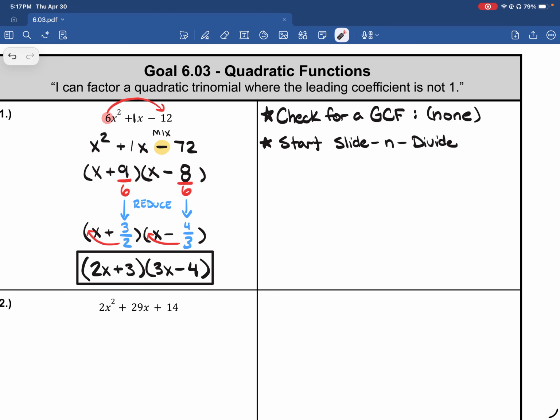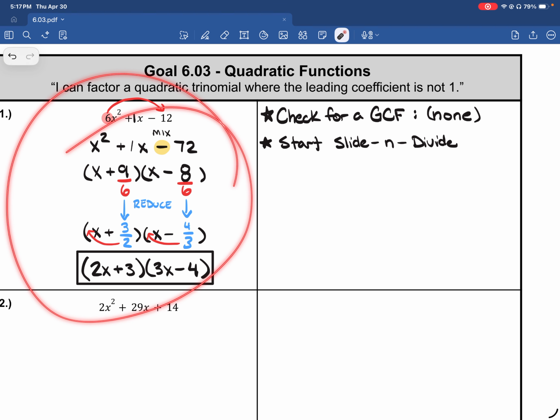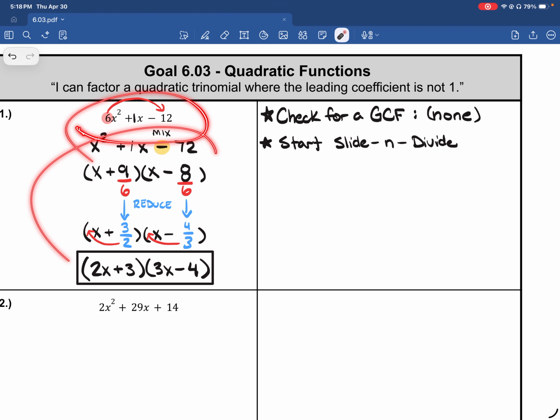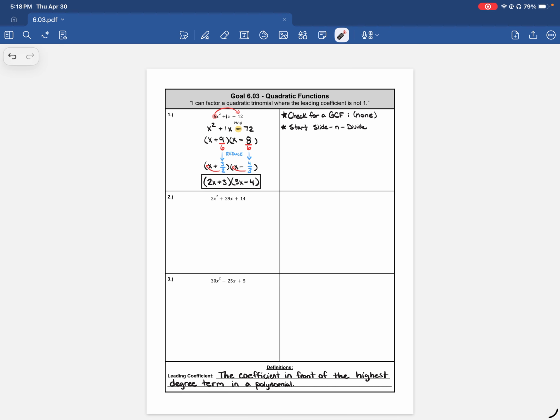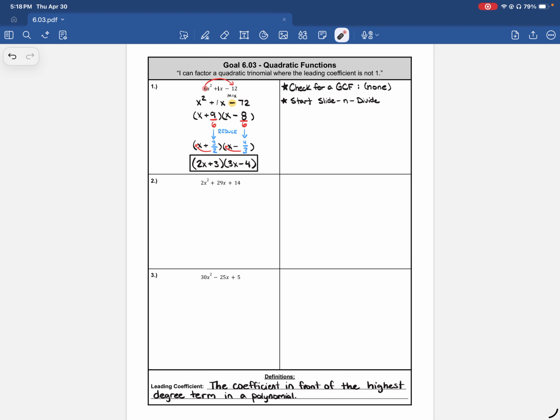So a really good idea on how you can get some more credit over here is to explain the slide and divide process. I just did it for you, but just because you have all this written down doesn't mean you know what you're doing. And just a hint, make sure you check for a GCF for all of these. There's at least one on this paper that has a common factor that you need to divide out first. Otherwise, you're going to have a really tough time factoring. I'll give you a second to get caught up on this.